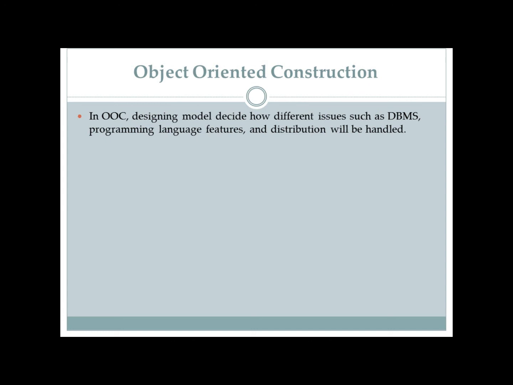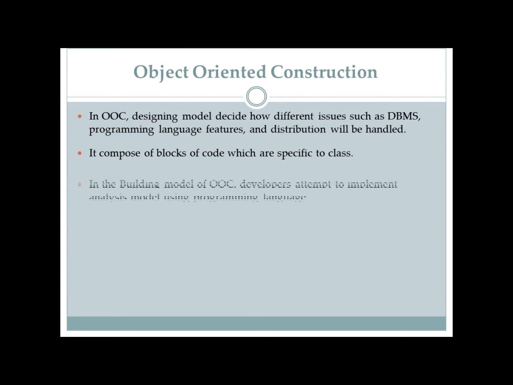In the object-oriented construction phase, the designing model decides how different issues such as the database management system or DBMS, programming language features, and operations will be handled. It composes blocks of code which are specific to a class. Whereas in the building model of the object-oriented construction phase, developers attempt to implement the analysis model using some programming language.